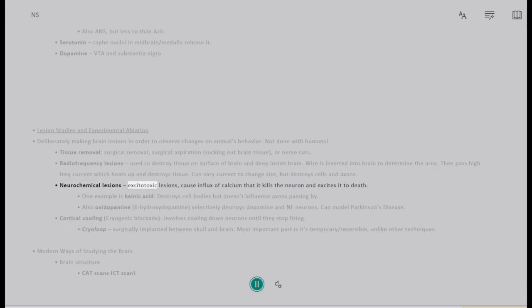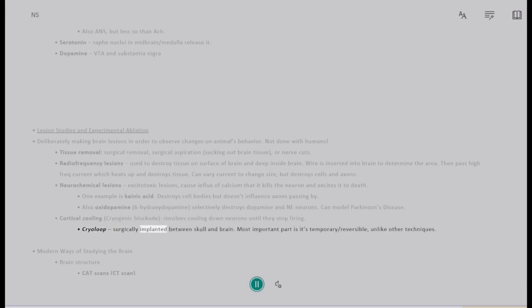Neurochemical lesions, excitotoxic lesions, cause an influx of calcium that kills the neuron, exciting it to death. One example is kainic acid. Destroys cell bodies but doesn't influence axons passing by. Also oxidopamine, 6-hydroxydopamine, selectively destroys dopamine and other neurons. Can model Parkinson's disease.